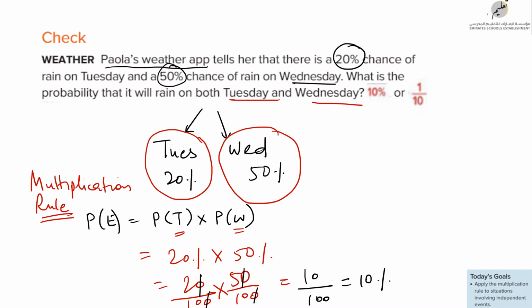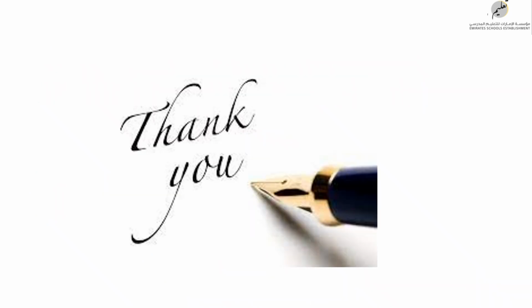So easy. So that is all for today for the first part of this video, where we have understood independent events. In the next video, I will show part 2, which is dependent events.